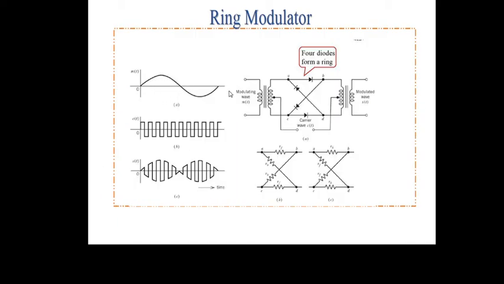So m of t is the signal which is applied to center tap transformer 1. This is center tap transformer 2. This is the carrier wave, the square wave generated, so this is the carrier wave c of t which is applied here. The output of this transformer is this. So in the first half cycle both the diodes are forward biased, and in the next half cycle these are reverse biased. So the ring modulator consists of 4 diodes and the center tap transformer. At the secondary, we get the modulated waveform like this.